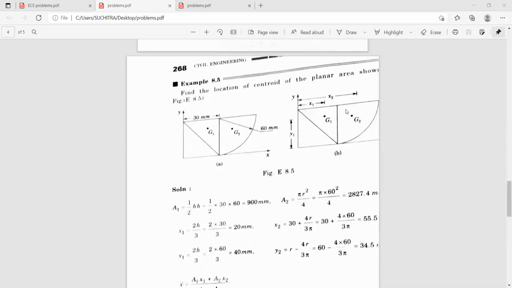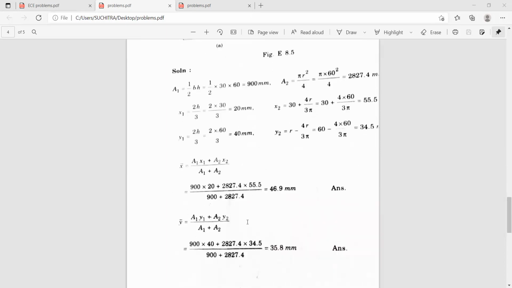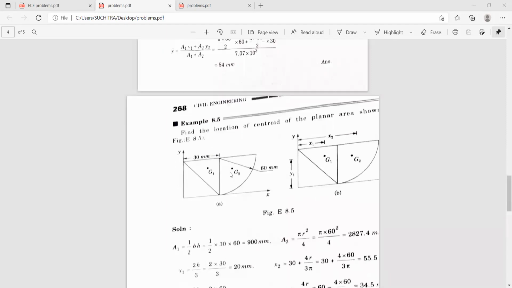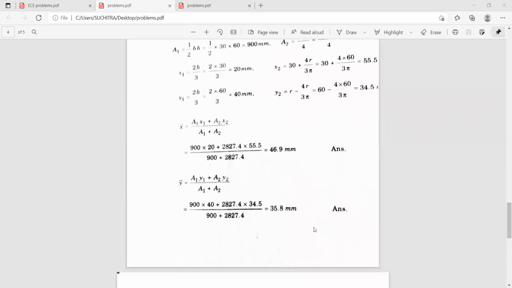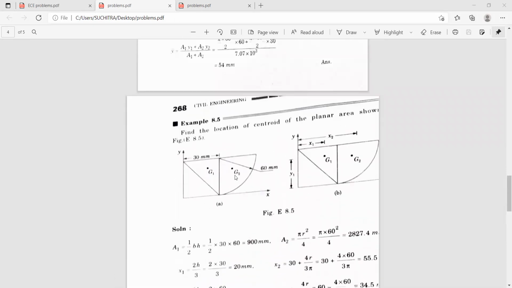So somewhere here is the centroid of the whole figure, through which x naught and y naught axes pass. The x bar value is about 46.9 millimeters, so it lies somewhere here. Y bar is about 35.8 millimeters. So here you may have the centroid of the whole figure.